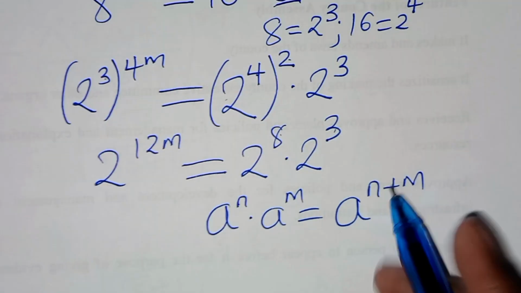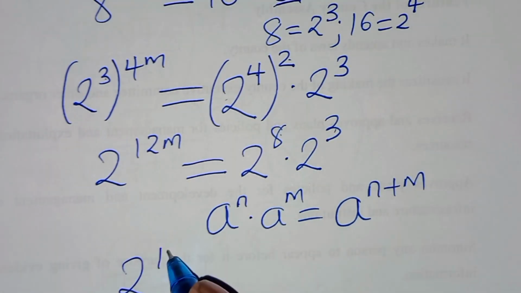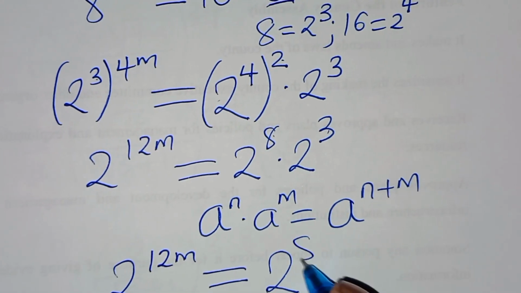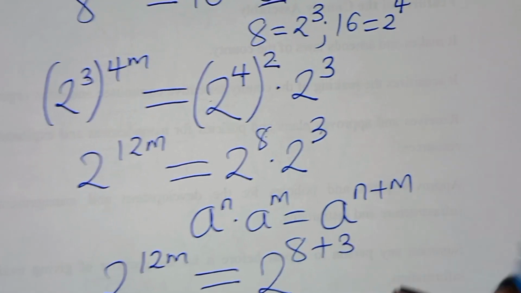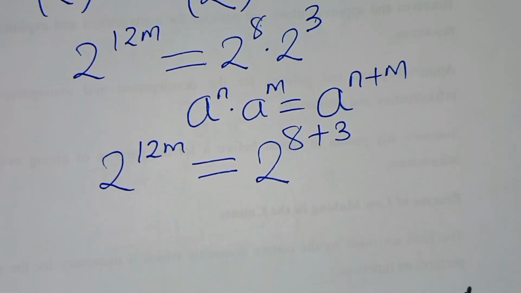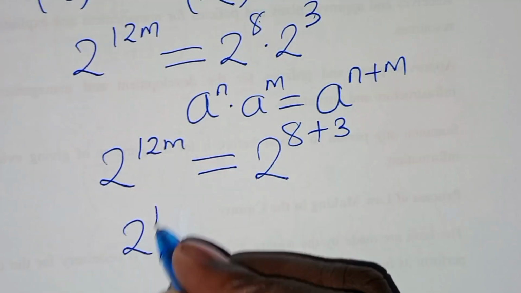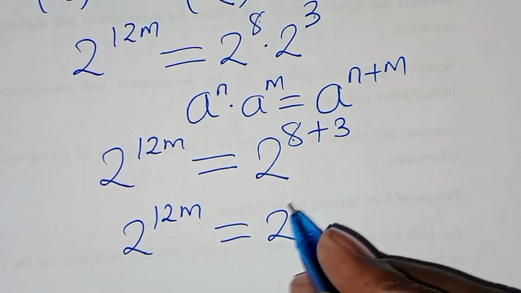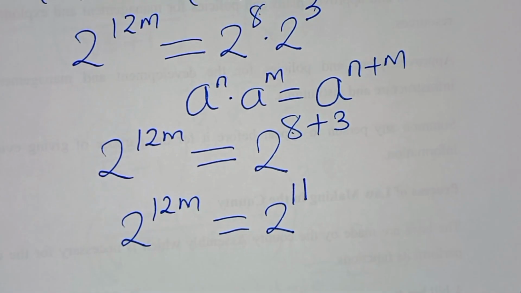Applying this exponent property, then here we have 2 to power 12m. This is equal to 2 to power 8 plus 3. So here we have 2 to power 12m, which is equal to 2 raised to power 8 plus 3, which is equal to 11.